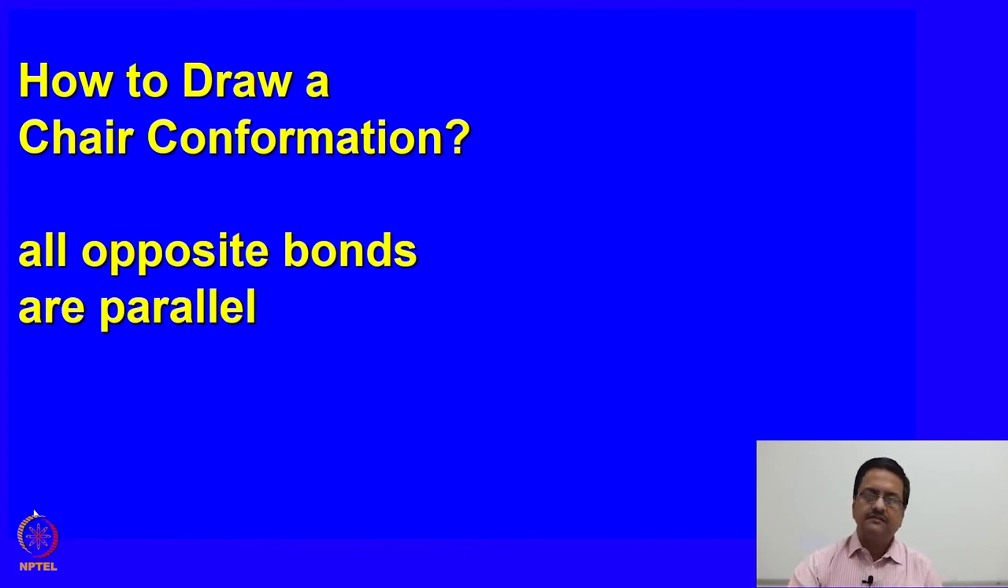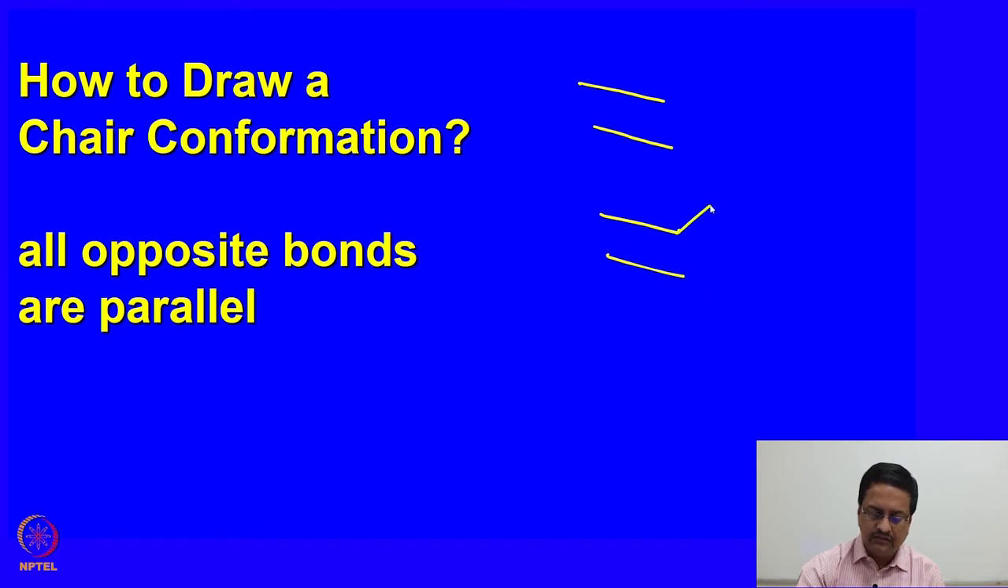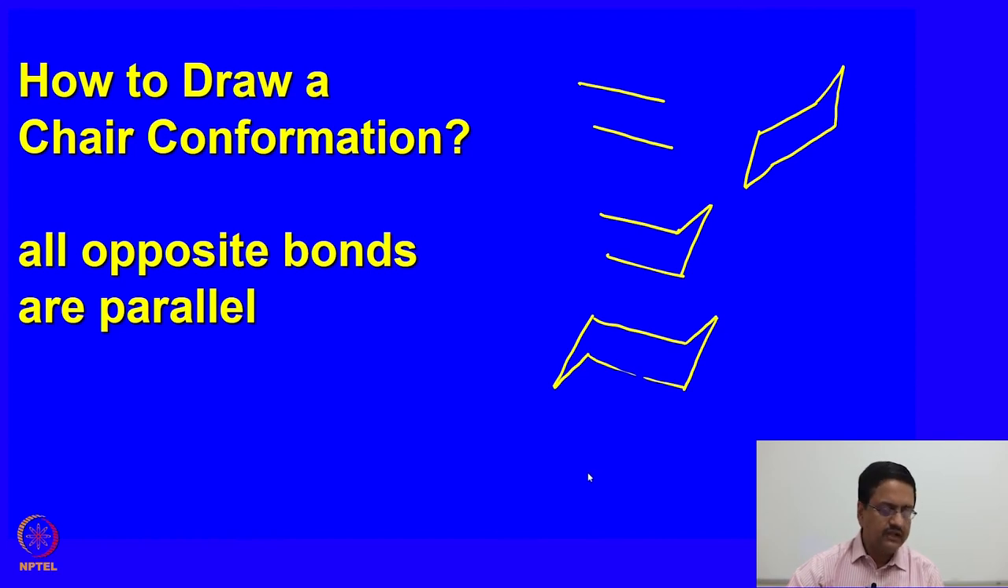By now you must have practiced how to draw different cyclohexane chair conformations. It is easy. If you try to draw the chair conformer, you should draw two parallel lines. Then you join those two parallel lines with this, and further those two parallel lines join this, and you can join the other two. Similarly, if you draw it in the other direction, you draw this and draw that. Both of them are the chair conformations of cyclohexane.